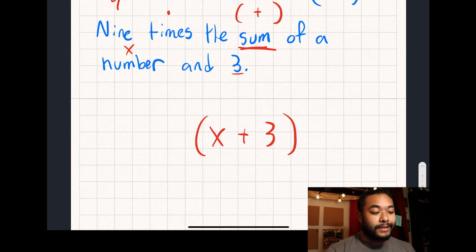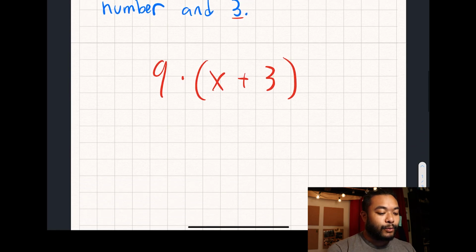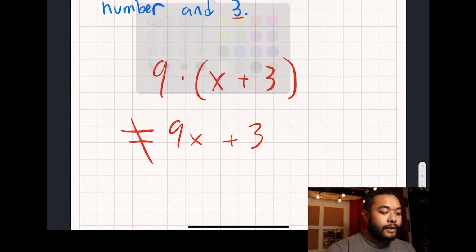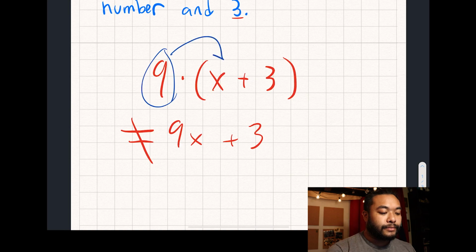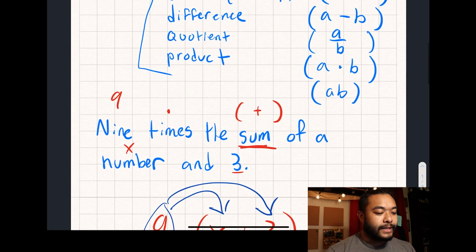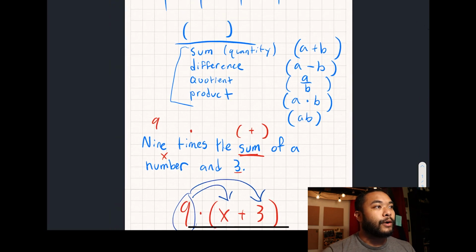That's what that sum is. And it's really helpful because out front I have 9 times this amount. So if I didn't have the parentheses here, this would be 9x plus 3, which is not it. This is definitely not the same as 9 times the sum of x plus 3, because as you know, this is a distribution. Okay? So that's one example of one of these parentheses words.